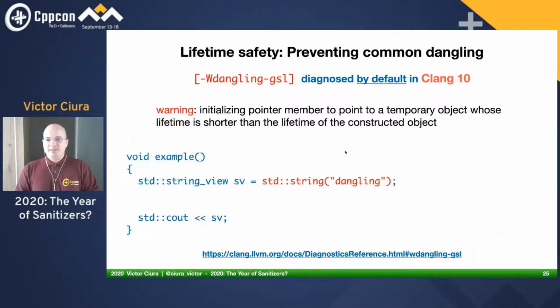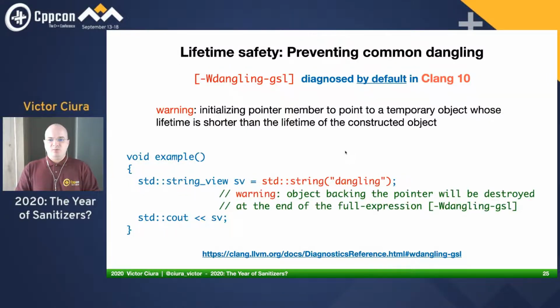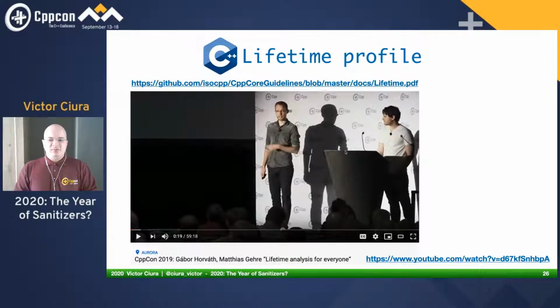But more recently in Clang 10, we actually have a built-in check that is diagnosed by default, dangling GSL, and it warns about the very same scenario, pointing out the object that is bound to the string view is actually a temporary, and it will be destroyed at the end of the expression here. If you want to learn more about the lifetime profile and how it was implemented and the rationale and the gotchas and what works, what doesn't, I encourage you to watch this talk by Gabor and Matthias.